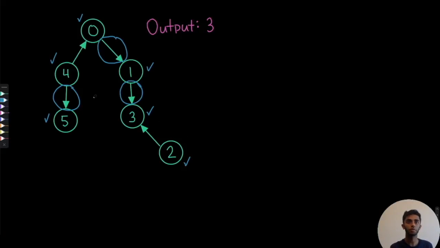So you can notice that I've circled 3 different roads that need to be flipped, so our output right here is 3.